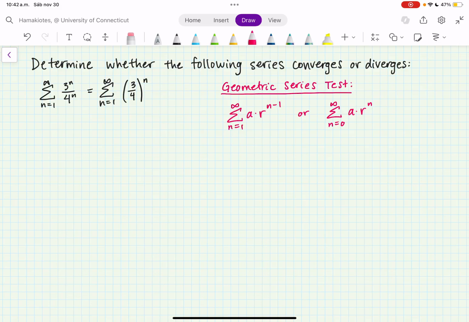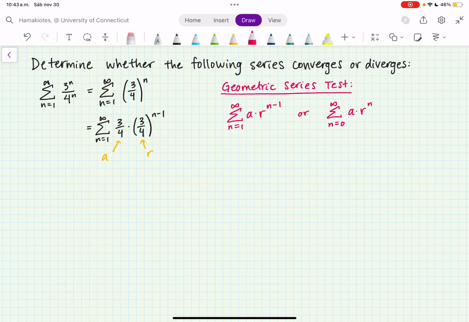Now in our case, we are starting at n equals 1, but 3/4 is raised to the nth power, not the n minus 1 power. But that's not a big issue because we can just factor out a 3/4. So we can write this as the sum from n equals 1 to infinity of 3/4 times (3/4) to the n minus 1. Now, this looks a little silly, but this is exactly what we want. We have 3/4 is our a, and we also have that 3/4 is r. So we're in the perfect setup.